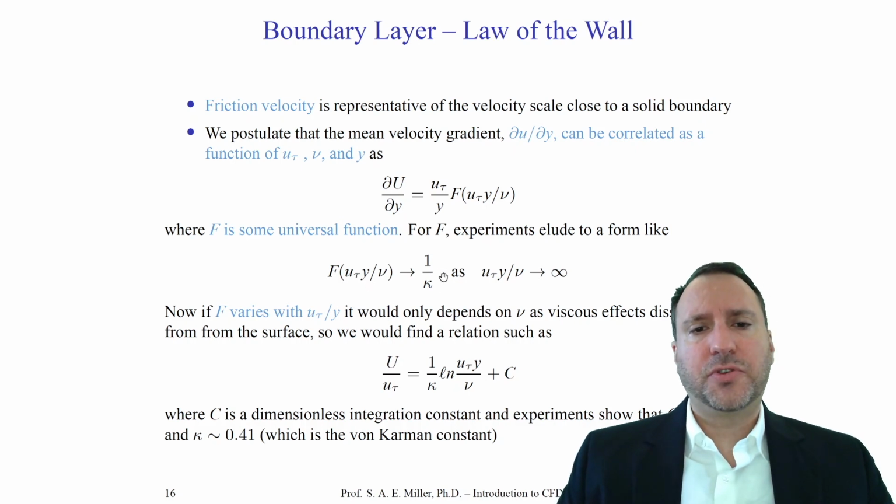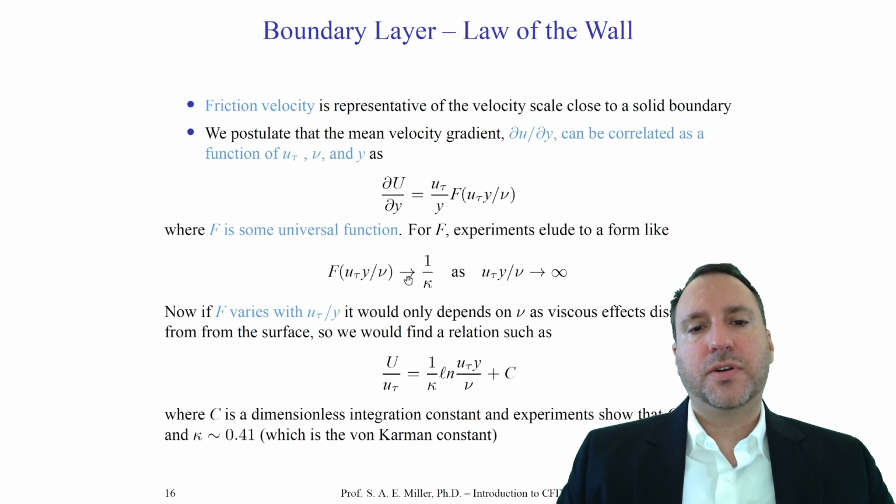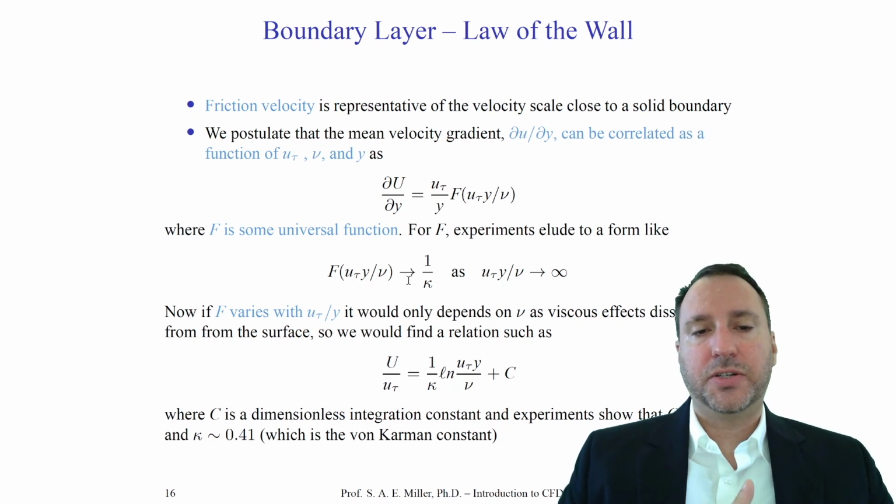And this function will go as 1 over kappa, I haven't finished yet, as the friction velocity times y over nu goes to infinity. So as friction velocity increases, or distance from the wall increases, or viscosity decreases, this term, which is the argument of f, goes to infinity, and f will go to the constant. So you see, for small values of the argument of f, u tau y over nu, then of course it won't necessarily be this particular constant, but it will have a particular form.